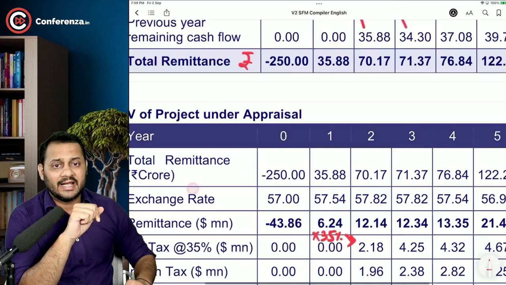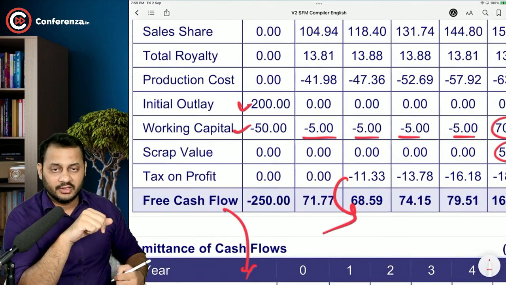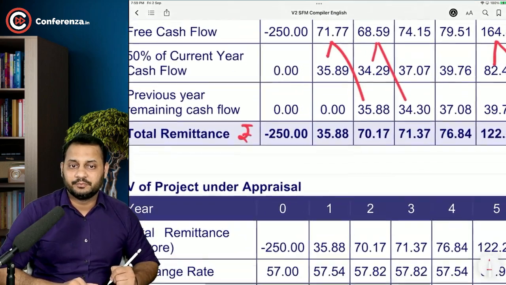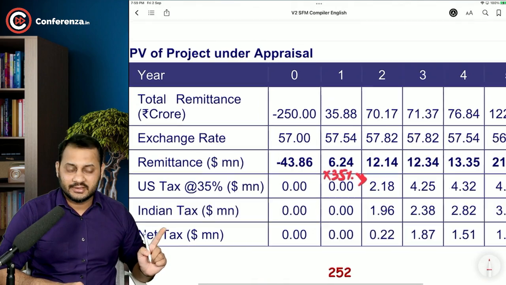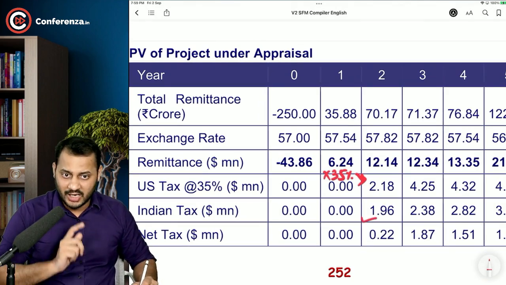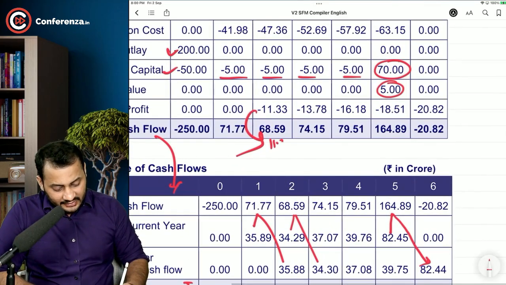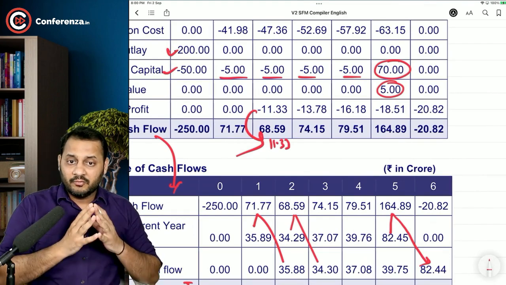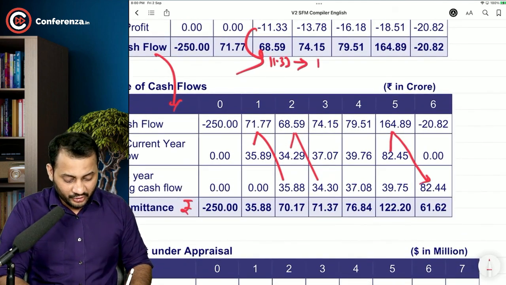Now we have paid the tax in rupees, this particular figure, 11.33. We have to convert that in terms of dollars. So when you convert that in dollars, Indian tax will be 1.96. I will show you how. There is some problem in this as well. 11.33 is in crores. So before converting it, you have to convert crores into millions. So it will become 113.30.